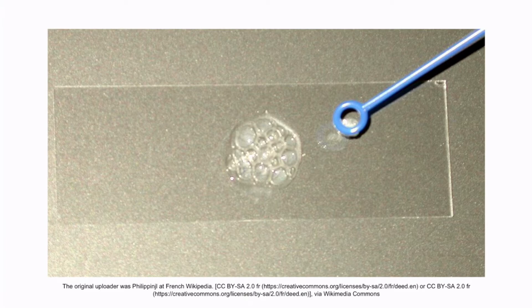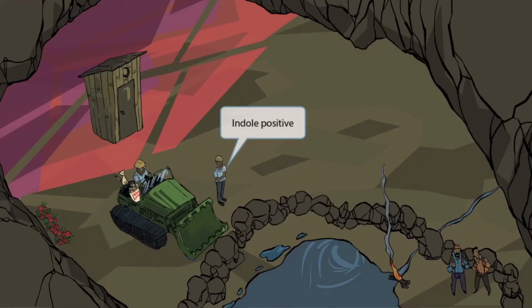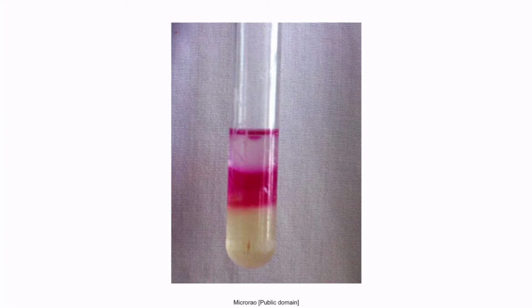And recall that the bubbles right here indicate that the organism is catalase positive. Next, notice that we've shown a guy standing next to the bulldozer who's enjoying Dole Whip. Dole sounds like indole, so this should help you remember that E. coli is indole positive. This is an image of the indole test, and this test is used to determine if an organism can convert tryptophan into indole.